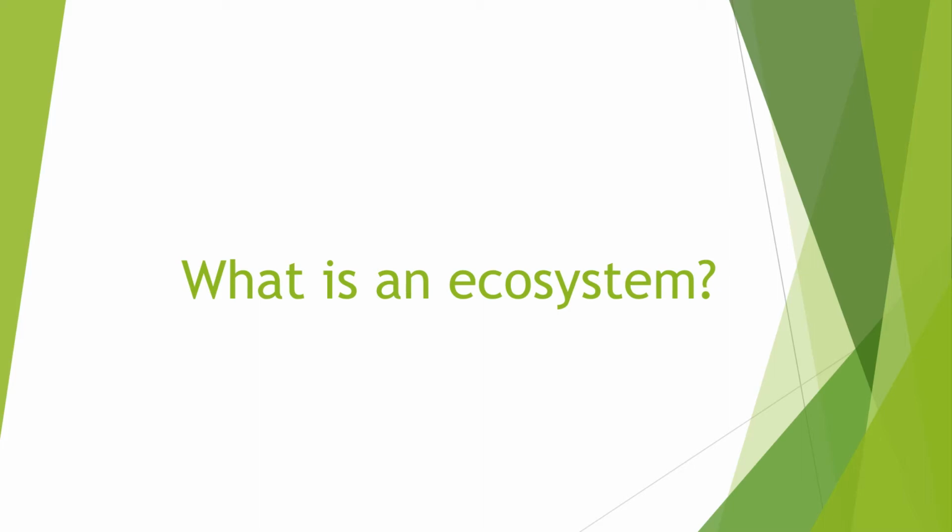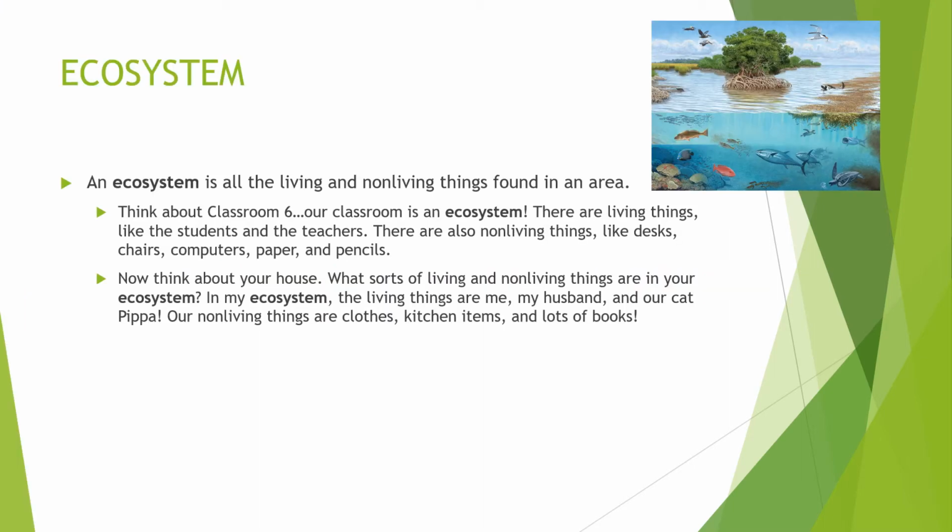So let's get started. First of all, we have to talk about the definition of an ecosystem. An ecosystem is all the living and non-living things found in an area. So for example, let's think about our ecosystem in Classroom 6. There are living things, like all of you students and all of us teachers. There are also non-living things. Think about desks, chairs, computers, papers, pencils.